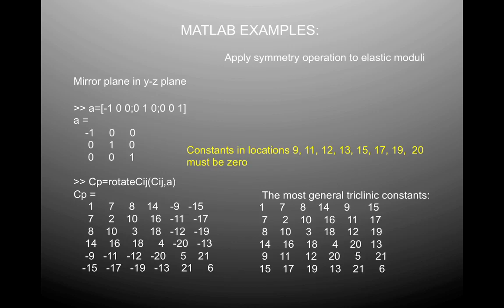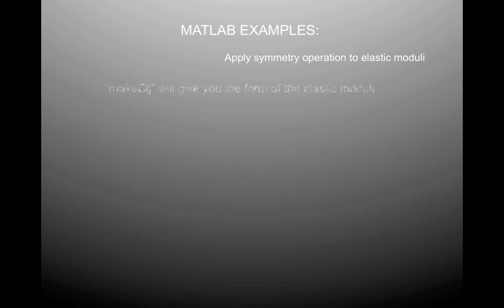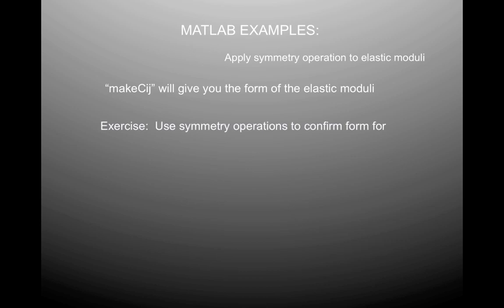You can apply additional symmetry operations to further reduce the number of elastic constants for specific symmetry systems. makeCij will give you the form of the elastic constants. You tell it you want an orthorhombic set of constants and it'll have the right form. You tell it a monoclinic, it'll give you the right form. What I want you to do is use symmetry operations acting on the triclinic matrix to determine what the correct form is for monoclinic, hexagonal, orthorhombic, and cubic crystals. And that ends this video.